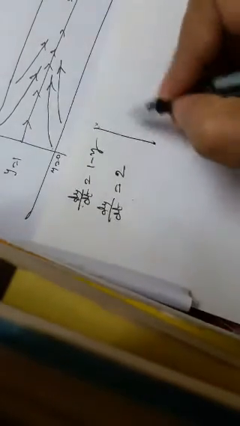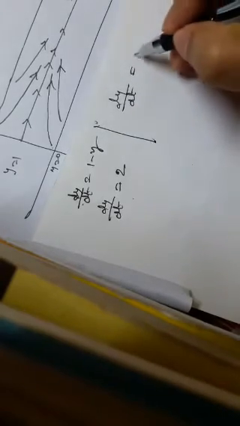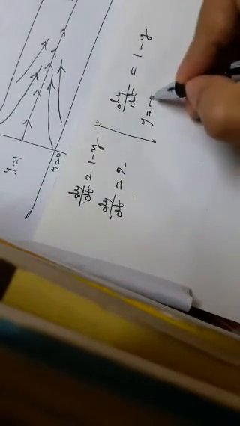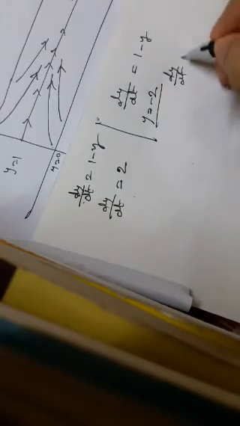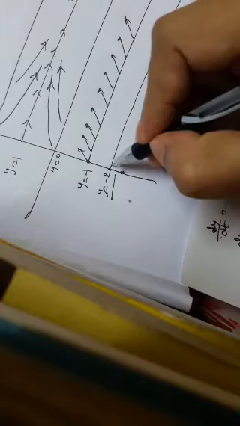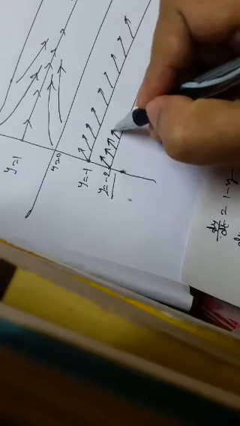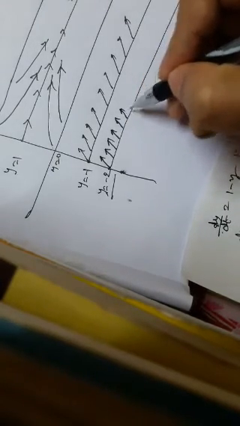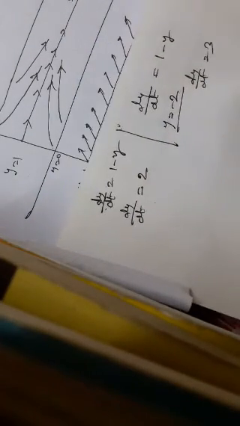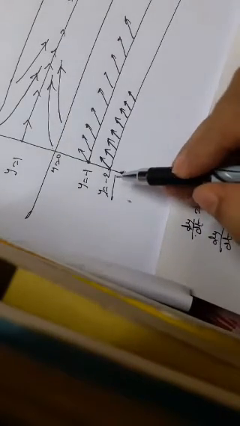If I consider y equal to 3, y equal to minus 2, here y is equal to minus 2, so dy/dt is equal to 3. The slope will be slightly more upward than the previous one. And like this we can go up to infinity.